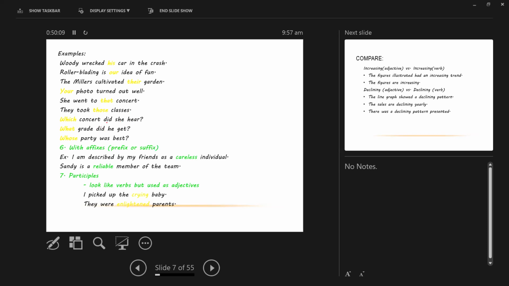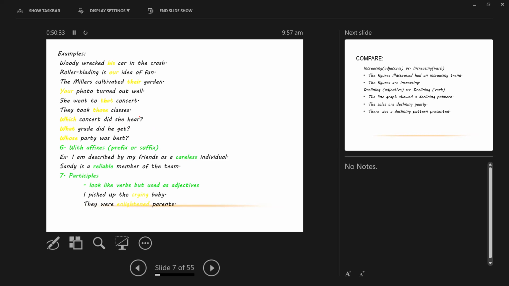Di ba dapat which concert did she see? Ang gulo ng examples dito ah. All right, which concert did she hear? O baka naman bulag siya, so pinakinggan niya lang, right? Okay, sige. Ang problematic naman. Okay, which concert did she see?